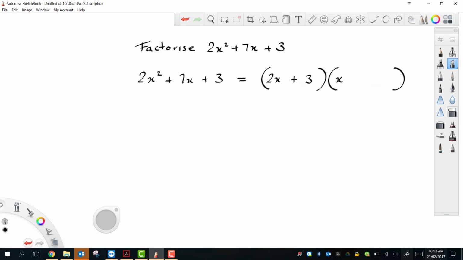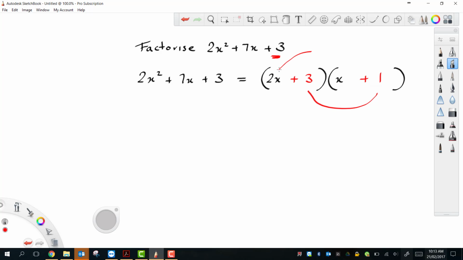Let's put down plus 3 and plus 1. Okay, so there's two numbers that multiply to 3. So if I expanded that out, plus 3 times plus 1 gives me positive 3, and that's that number there. So that works, but what happens when we multiply everything else out?